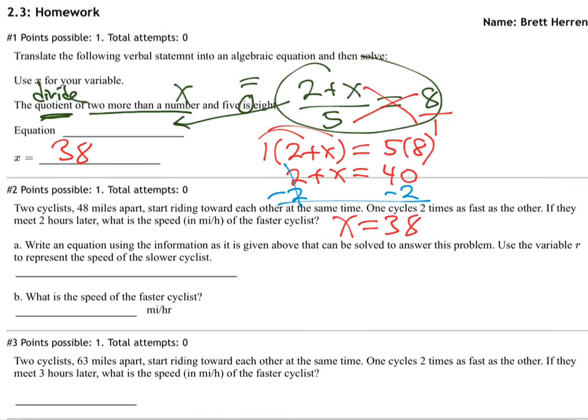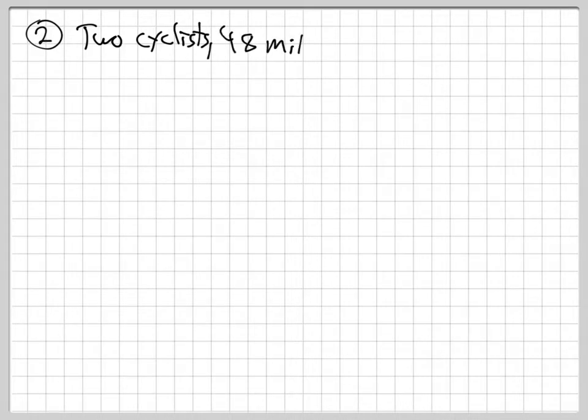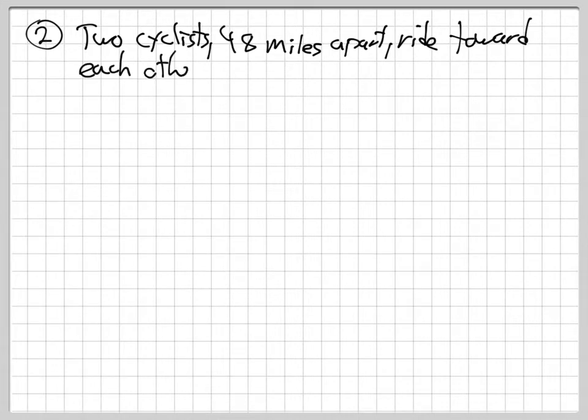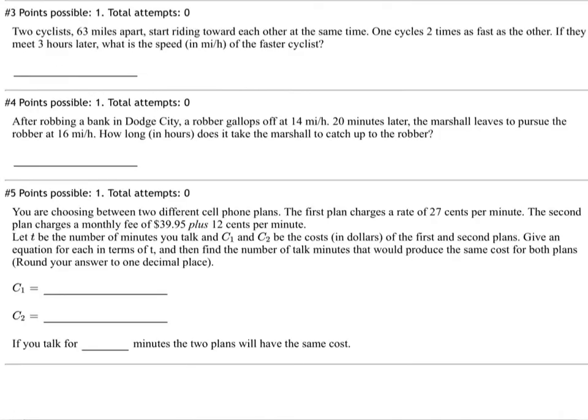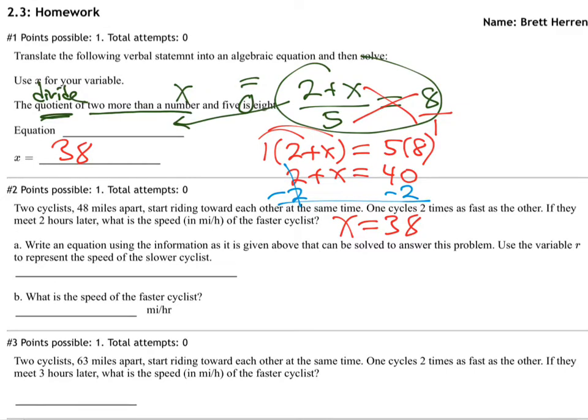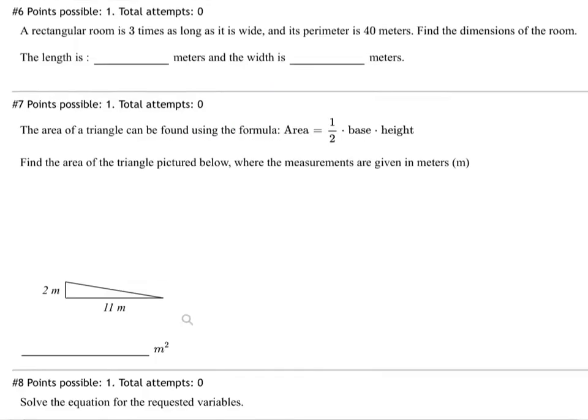It did? Oh. All right, so 2 cyclists, 48 miles apart. Okay, I'm gonna bring it over here and write down the details. So 2 cyclists, 48 miles apart, ride toward each other. What else did they say? One is 2 times as fast as the other. If they meet in 2 hours, what is the speed of the faster cyclist?